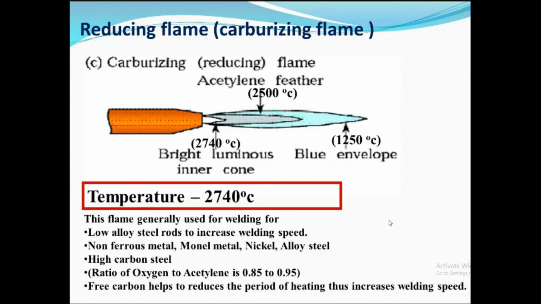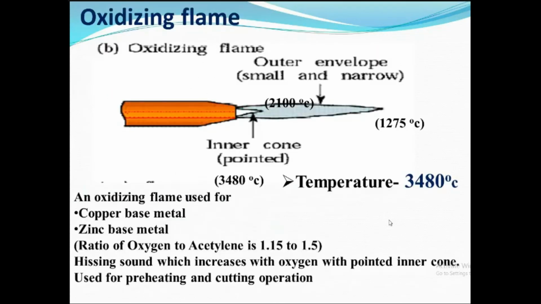Here some amount of free carbon is generally present, and due to that it is also called the carburizing flame. We have to burn some amount of free carbon, so due to that it will increase the speed of your welding. That is your second flame. And the third one is the oxidizing flame. See the inner cores, and the last one is the evaporated flames.